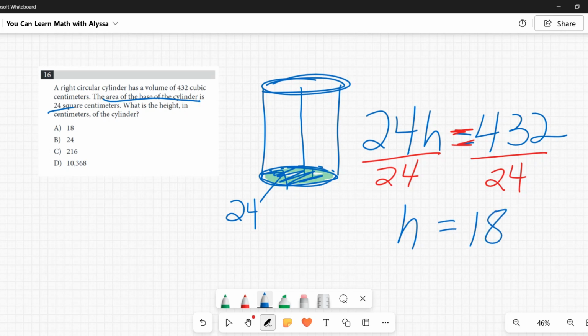The height is 18. Some variations of this type of problem would have asked you to find the area of the base. They might have just given you the radius and required you to know that the area of a circle is pi r squared, and then divide by the height. They helped us out a lot by just telling us the area of the base is 24. So for a cylinder, it's area of the base times height: 24 times the height equals 432. They're actually being nice for once. Height is 18. That is A.